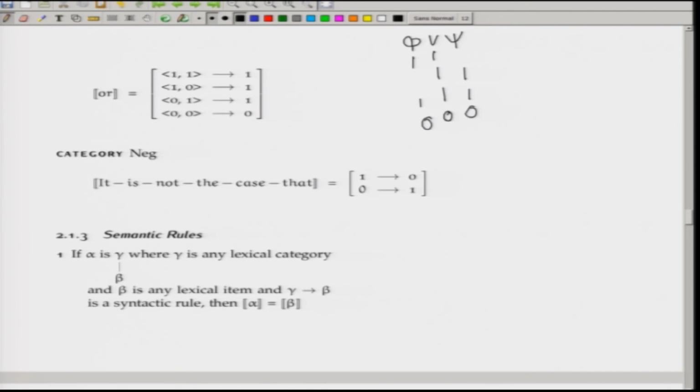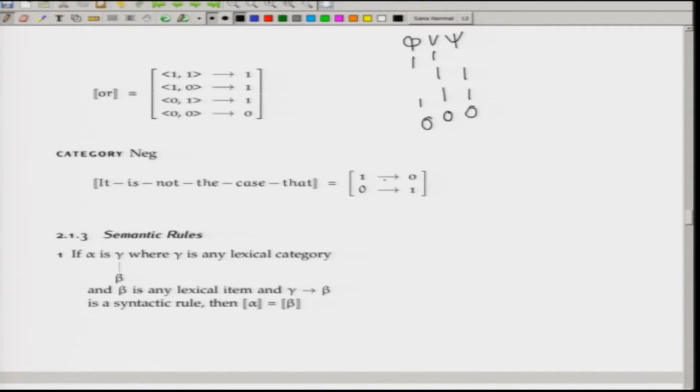And neg, as we know, it's a monadic operator, it works on one sentence and it just changes the truth value of that very sentence and nothing else. So when we have a sentence like Sadie snores, and if we add, it is not the case that to that sentence, what will be the denotation of that? So it will just change the truth value of it. If Sadie snores is a true sentence, then it is not the case that Sadie snores will be a false sentence and vice versa.